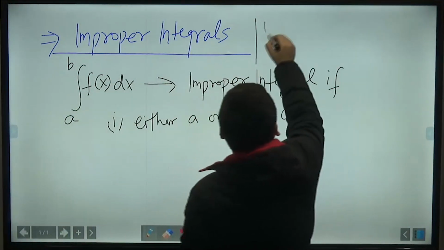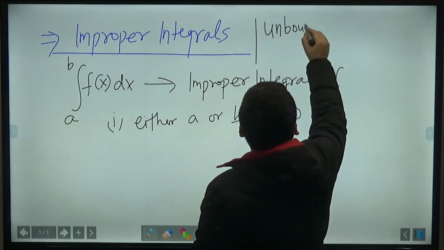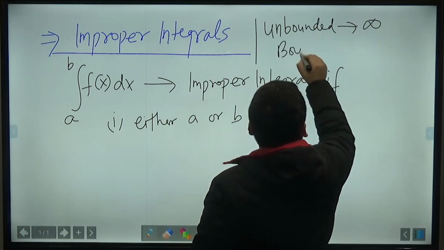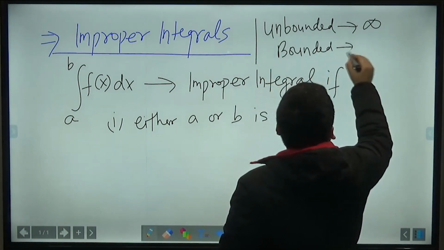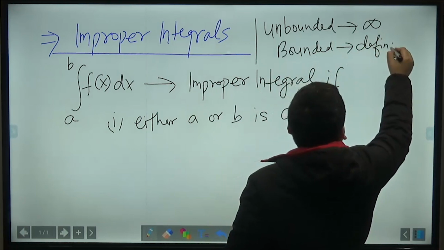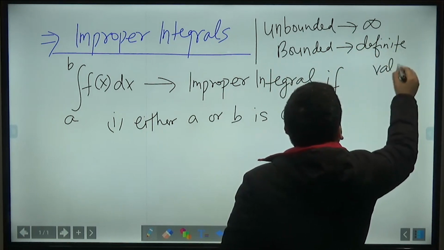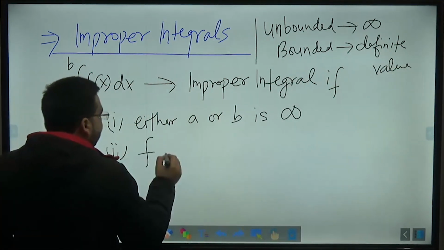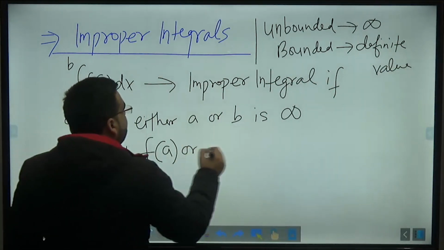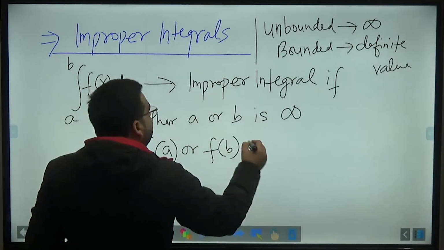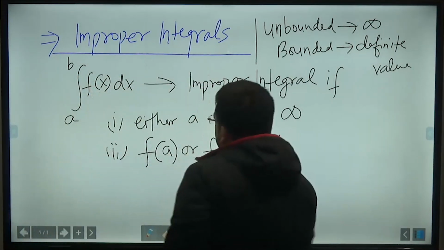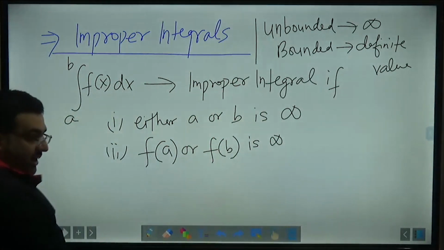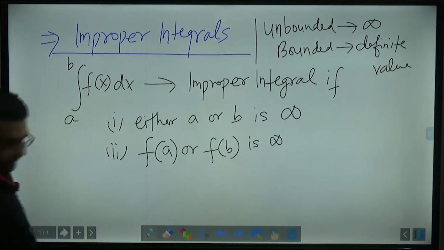Unbounded means infinite. So we have a word in improper, that is unbounded and bounded. Unbounded means infinite and bounded means definite value. Or the value of this function at either a or b is infinite. We say that that type of integral is said to be an improper integral.